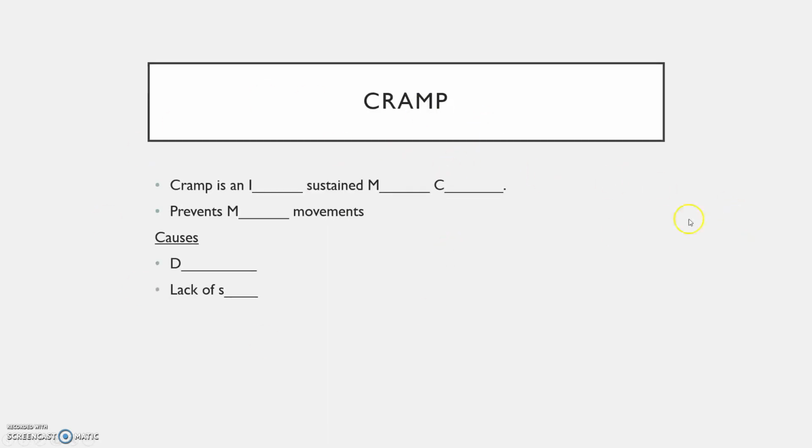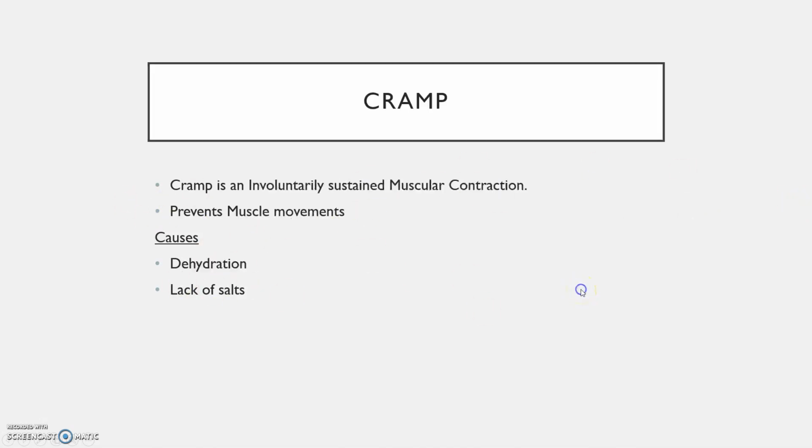So fill in the blanks. This is about cramp. So what is cramp? How do you prevent it? What causes it? Give that a go, pause it. Okay, you should have cramp is an involuntary sustained muscular contraction. Now you've got to understand that it prevents muscle movements, and it's caused by dehydration and lack of salt.